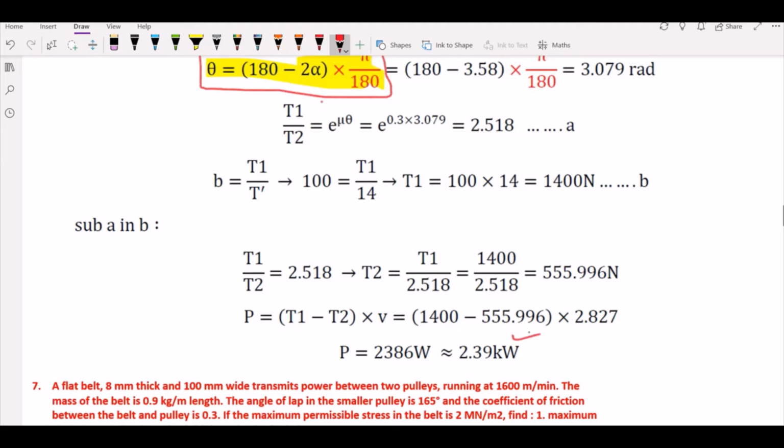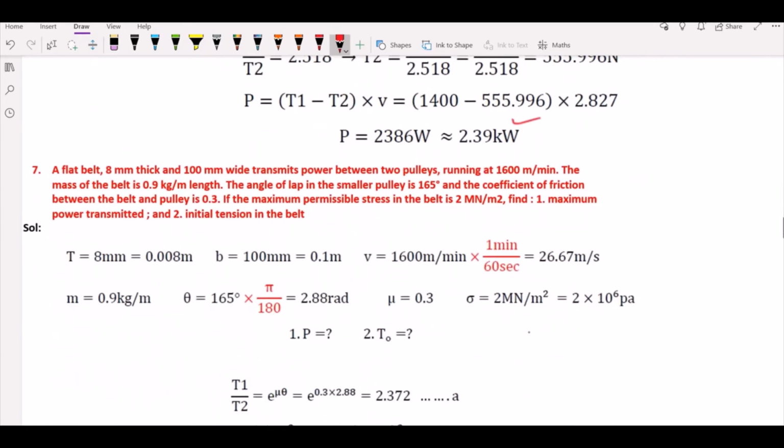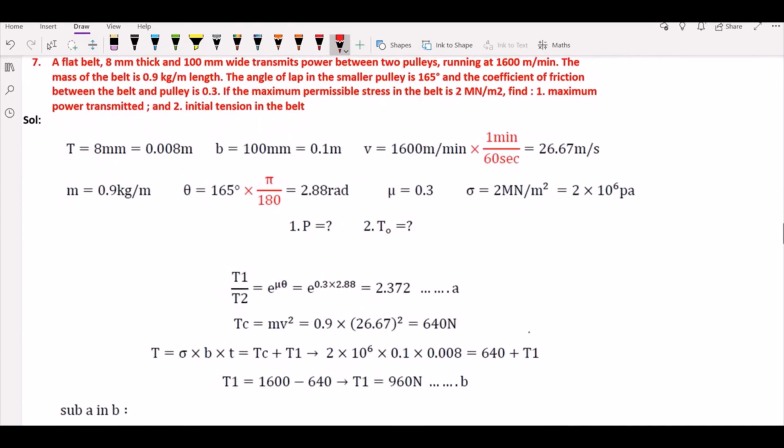Hope I am clear with problem number 6. Let's move on with problem number 7. This is about the flat belt problem. Previously it was an open belt. Open belt is a subdivision of a flat belt.